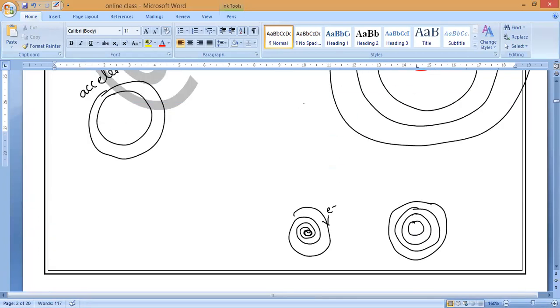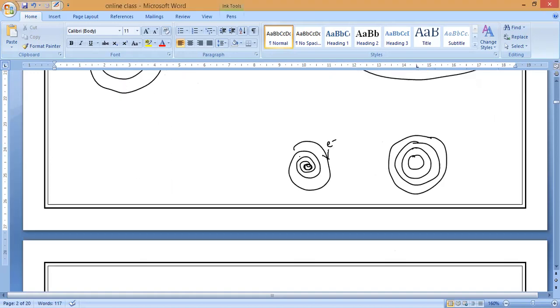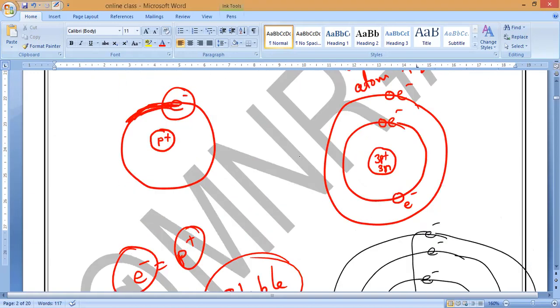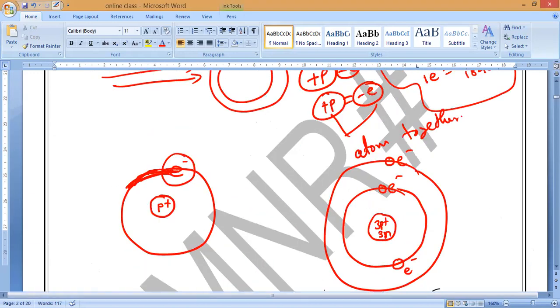That is what Rutherford was unable to explain: why the electrons are continuously revolving and why they are not falling towards the center, because when they are in radiation accelerated motion, they should continuously lose energy. But why is it not taking place? Rutherford was unable to explain. That is what we can say are the drawbacks or limitations of the Rutherford atomic model.